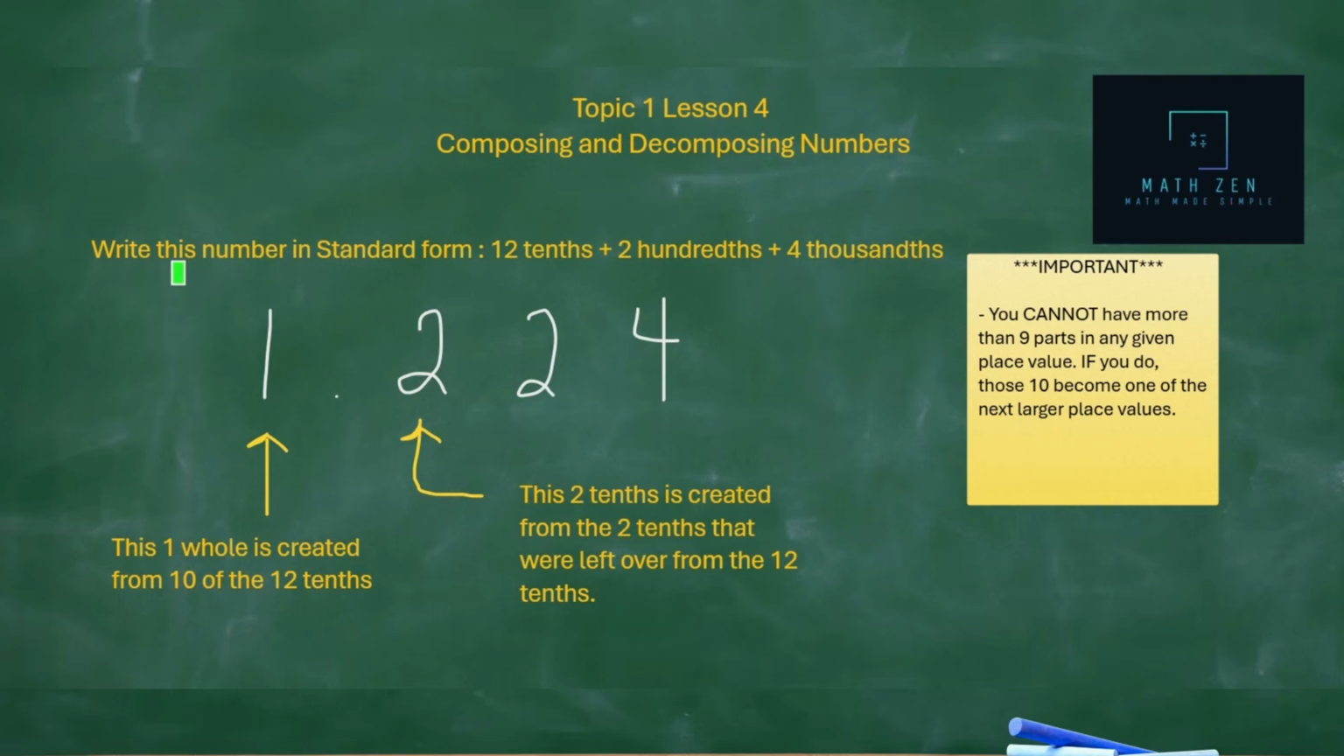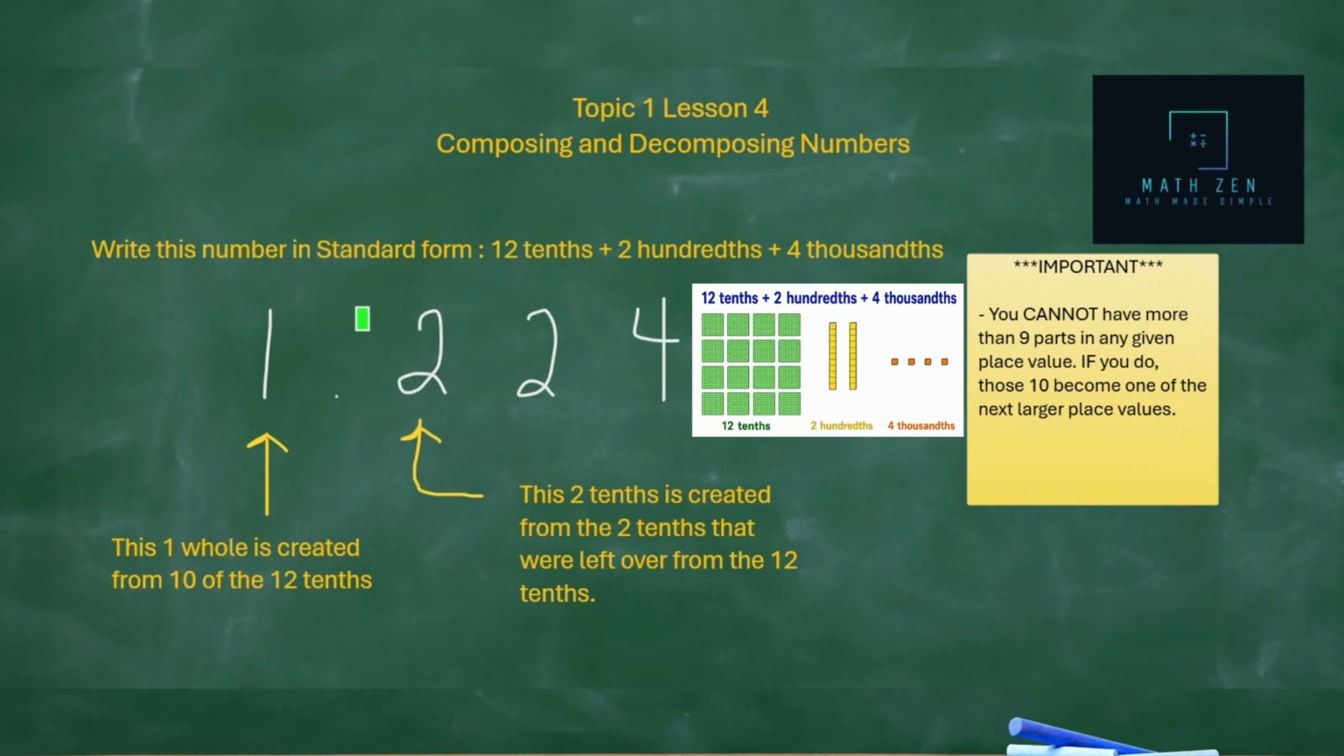It says write this number in standard form. 12 tenths plus 2 hundredths plus 4 thousandths. In standard form, that's written as 1 and 224 thousandths. Now, let's see how we got that from this.